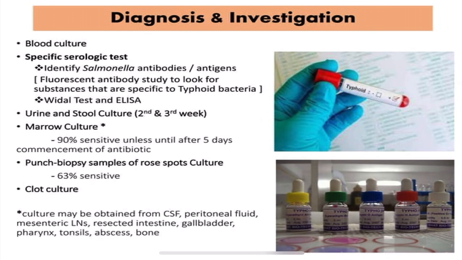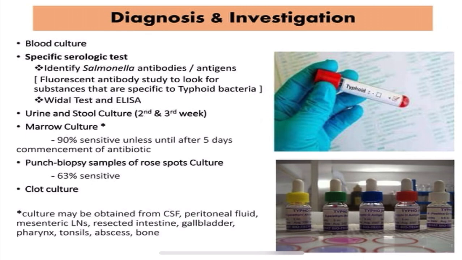Okay, and then we have punch biopsy samples of rose spots culture. So we saw that rose spots are the slightly raised rose red spots which will fade away from pressure, is what we studied under the clinical feature. And now we are taking a small sample of the skin tissue from a rose spot, and then the sample is cultured in the lab to see if there is a growth of Salmonella typhi bacteria. Okay, punch biopsy samples, and this is 63% sensitive.